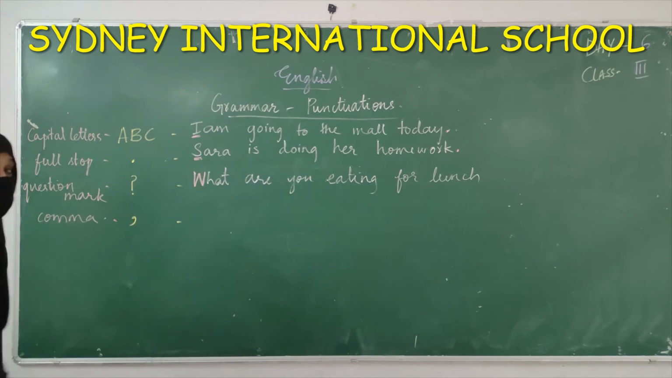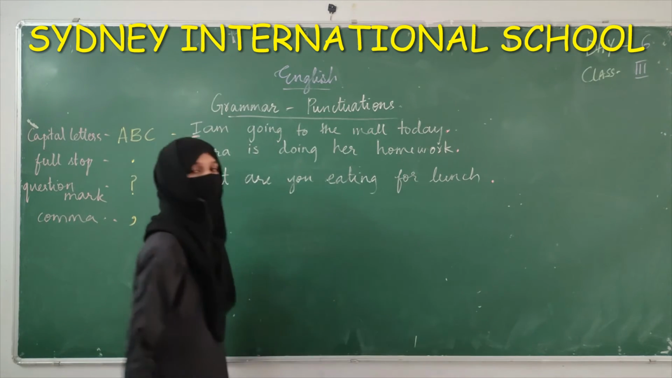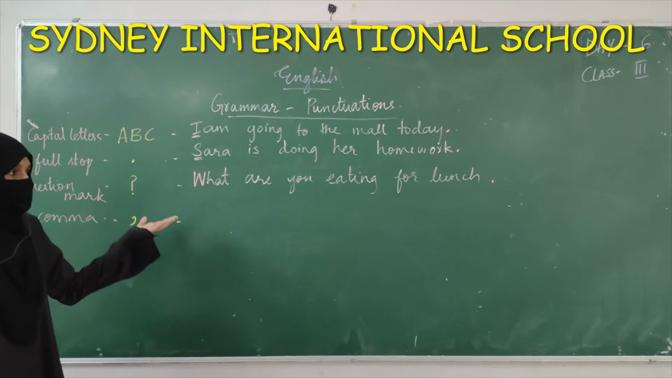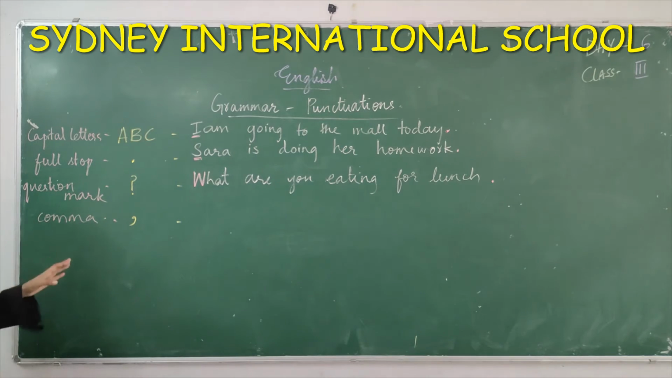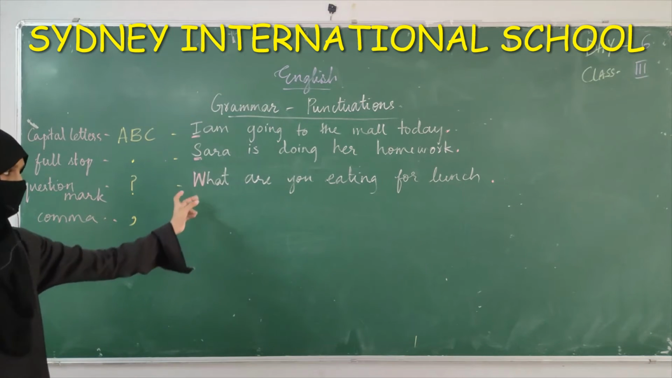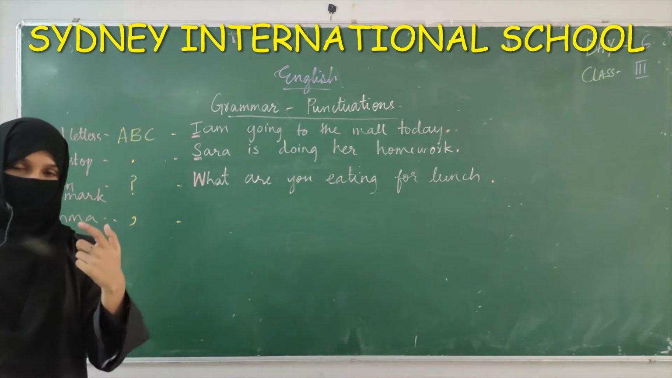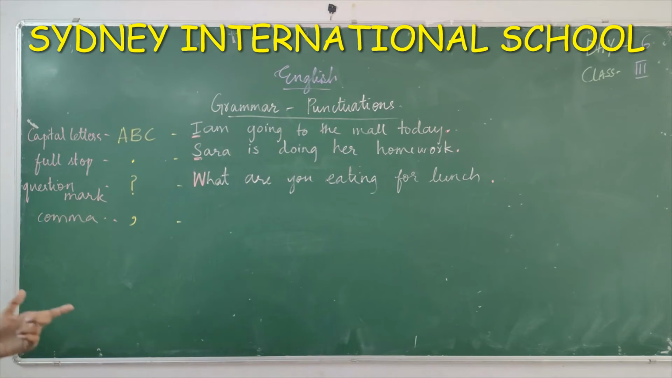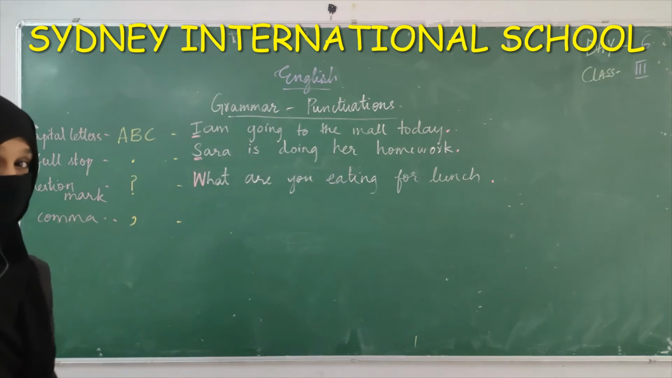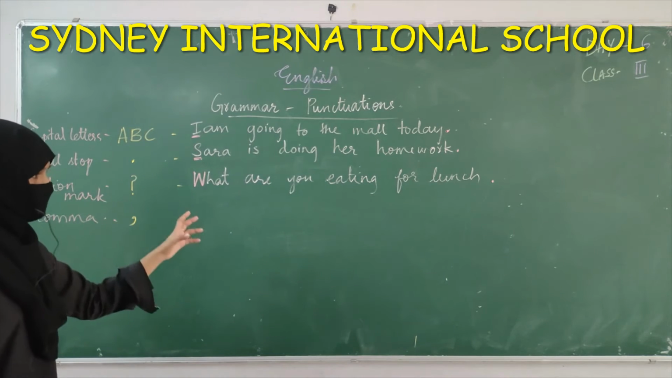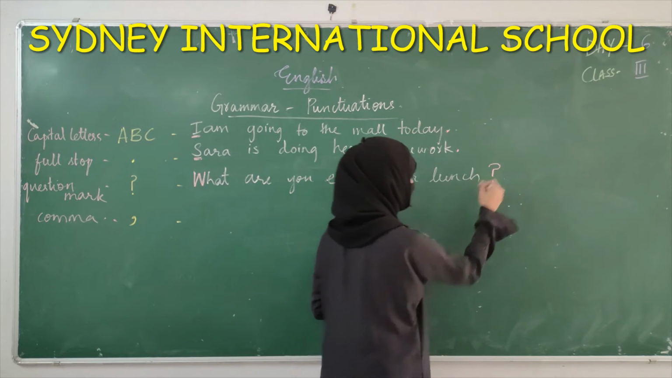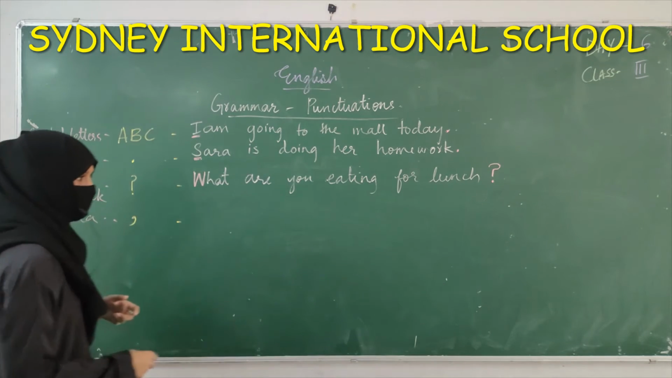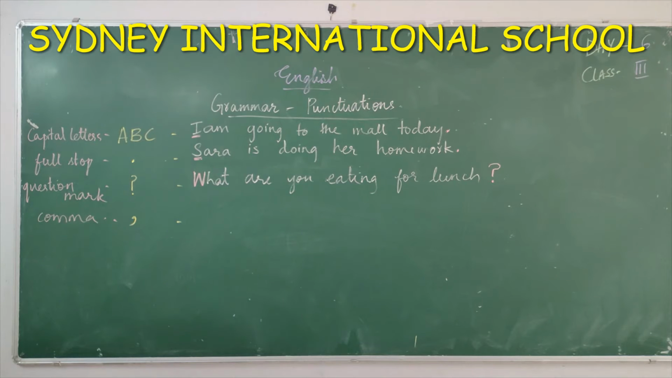Now at the ending, should I put a full stop here? Why not? Because this is also a sentence, as I said. Then why can't we put a full stop over there? We can't put a full stop to this kind of sentence because this sentence is asking you a question. It is asking a question there, what are you eating for lunch? You are being asked what you are eating. It is a question. So for any sentence that is asking a question, you will put a question mark. That mark is called a question mark.